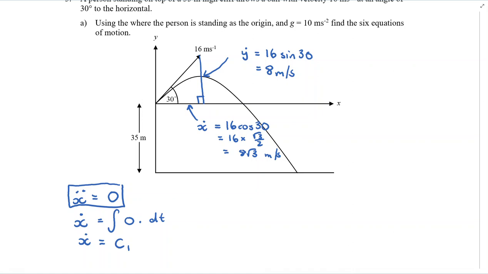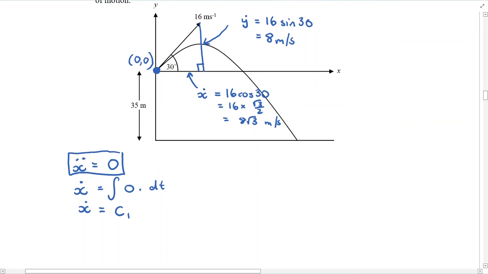Okay. So it says that the person, I probably should put that in here as a little note as well. It says the person is standing, the origin is going to be where they're standing, which is there. So that's my point 0, 0. All right, so back to my integral down here.